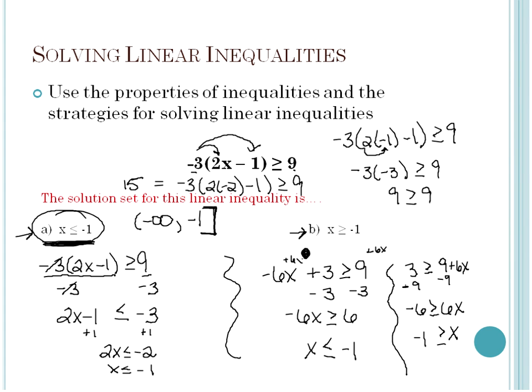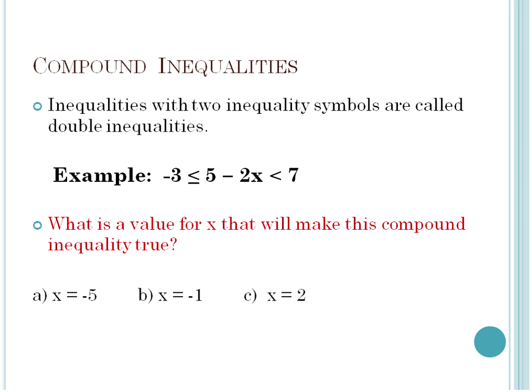So sometimes when we work with linear inequalities, we have these compound inequalities. And compound inequalities are just, I have 2 inequalities that I'm dealing with at the same time. And I want to know how I might solve this. So I'm going to give you a moment to think about, well, where might my answer be? And so I have some choices. Could x be -5? Could x be -1? Could x be 2 in order to make this compound inequality statement true?